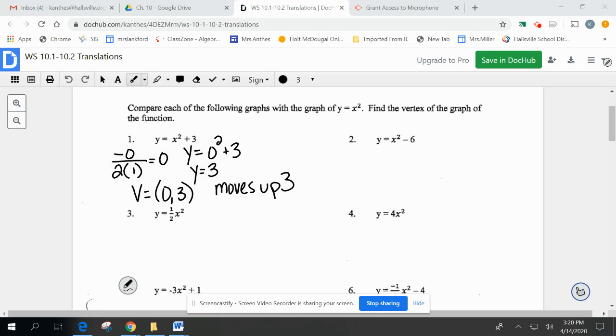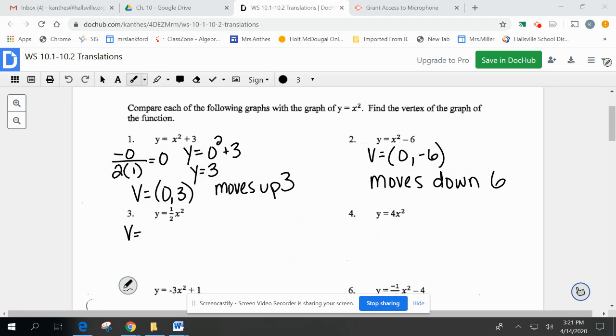Okay, so number 2, and what I want you to do is pause to find your vertex and then come back and check your answer with the vertex. And I want you to do that every time. So our vertex in this case equals 0, negative 6. And then that minus 6 at the end means that this moves down 6.